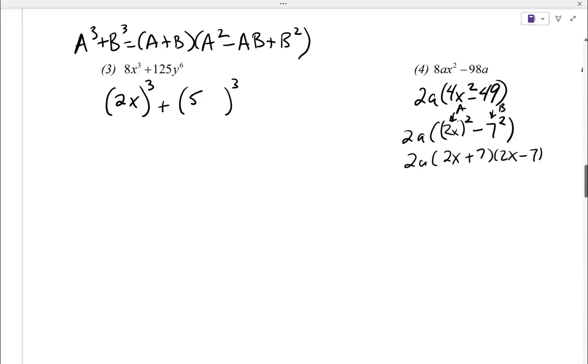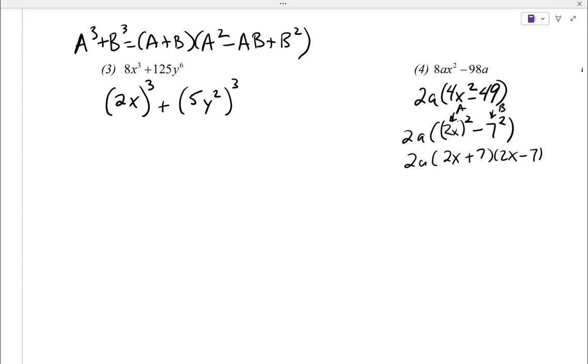The next part's a little bit harder. Not too bad, but a little bit trickier. I got y to the 6th. What do I have to multiply by itself 3 times to get a 6th power? Y squared, right? I've got to have 2 y's times another 2 y's, another 2 y's. So I've got to do a y squared here.